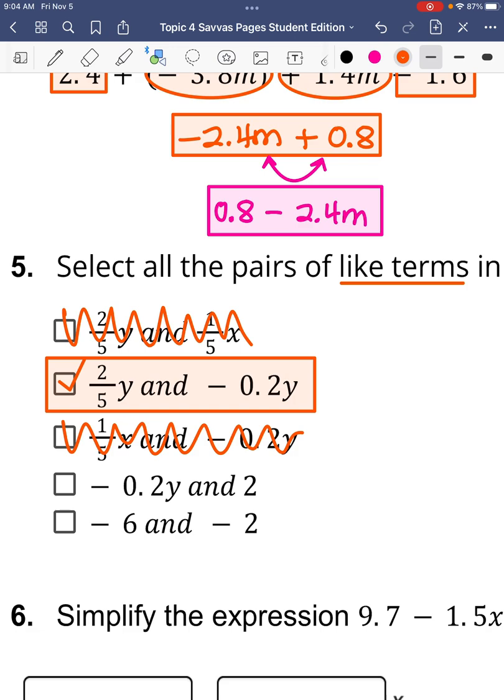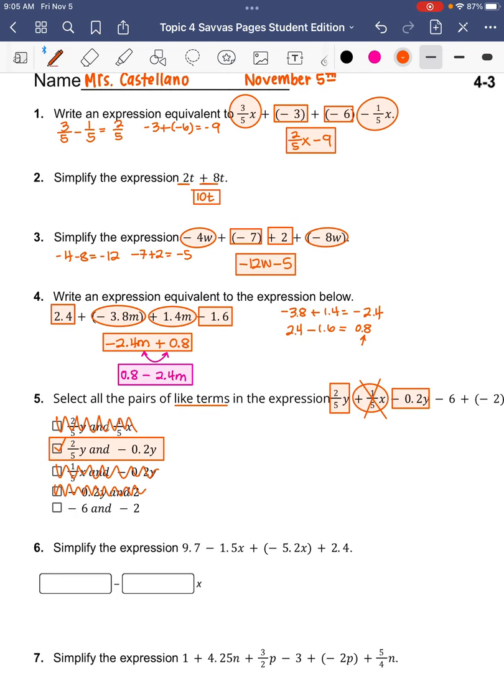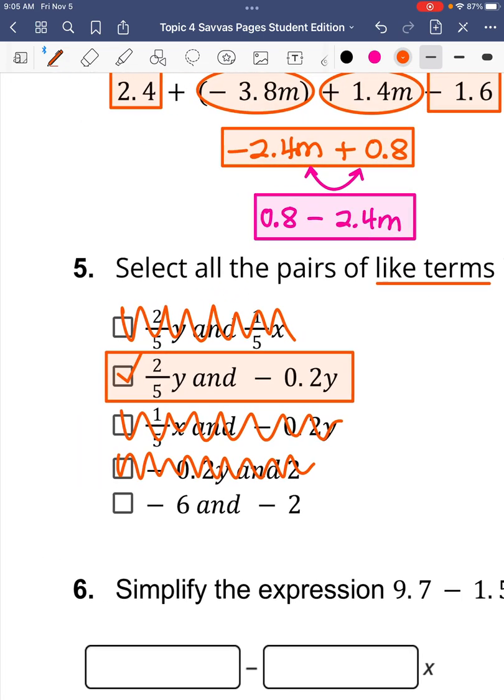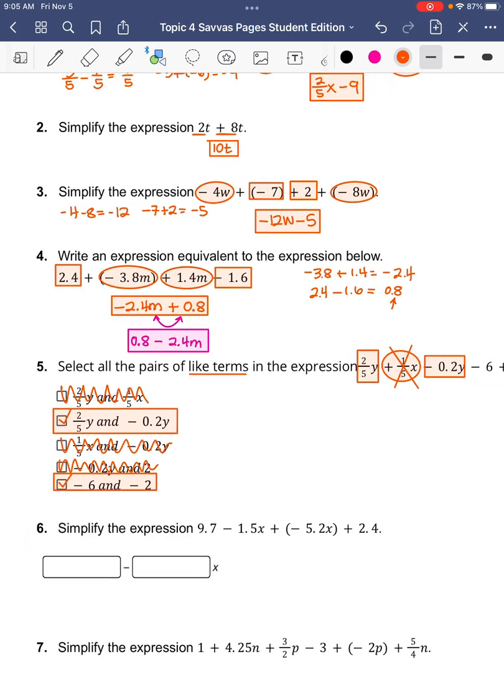And then look at the fourth answer choice. I have 0.2y, but it says that it's a like term with 2. And that's not correct. So I'm going to go ahead and eliminate that choice right there. So really, we need to check on negative 6 and negative 2. And those happen to be the only two terms that I haven't circled at this point, right? Well, those are terms that we could combine. Negative 6 plus negative 2, if I were to put that in my calculator, I would get negative 8. So I can combine those terms, so they are considered like terms. So those are the two answer choices that are correct.